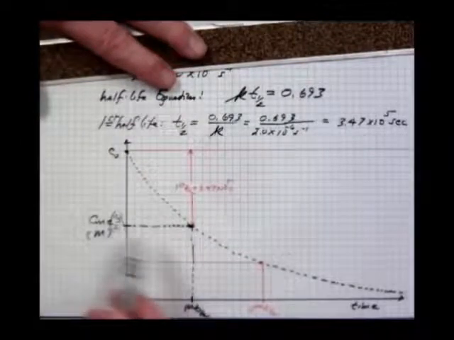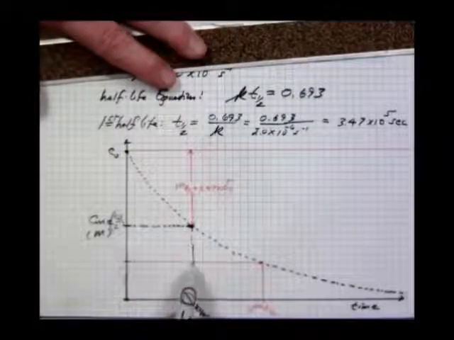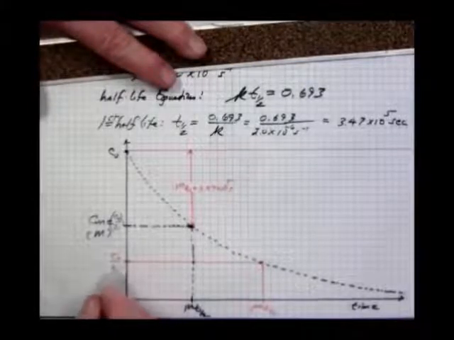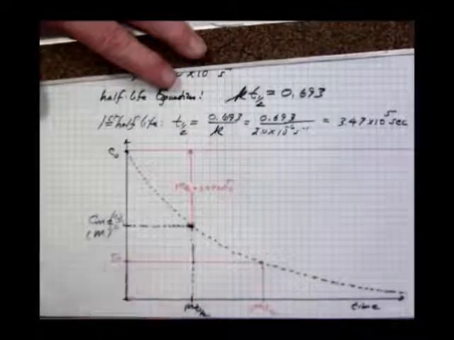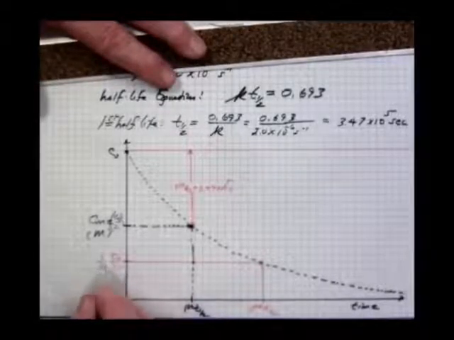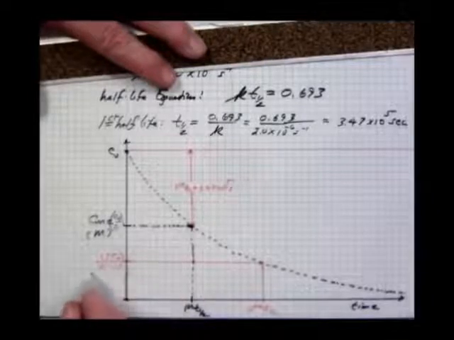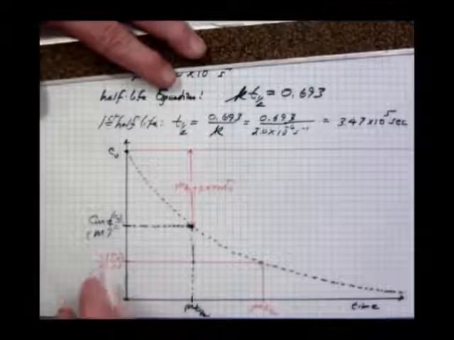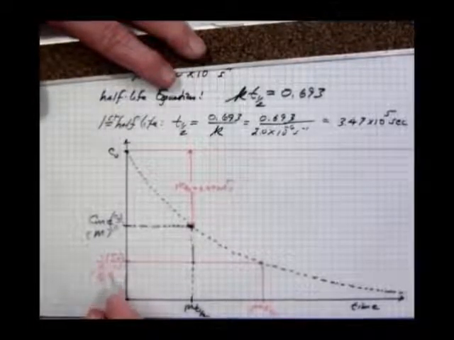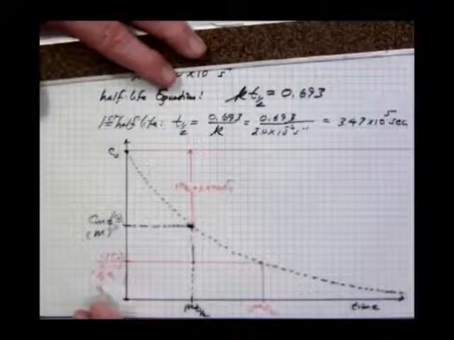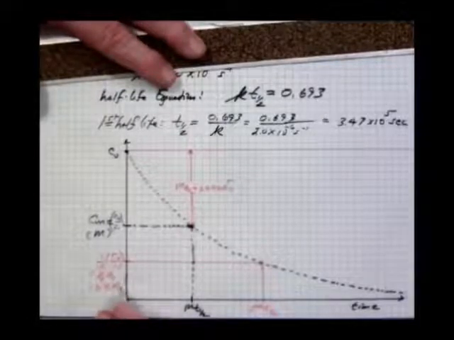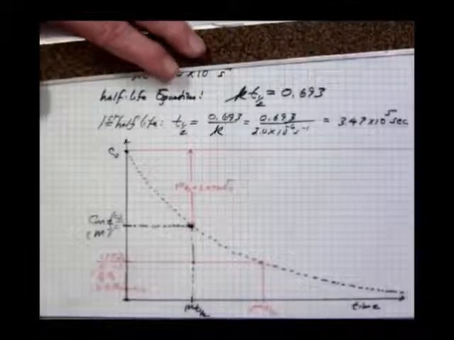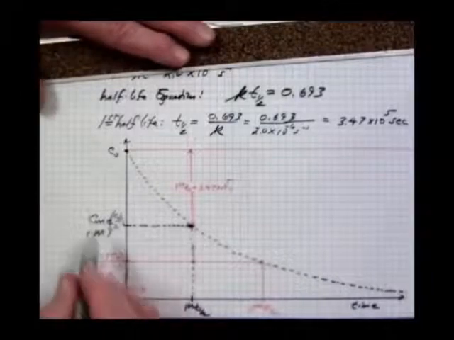Now, one of the things you need to understand is the time to get from C sub O over 2 down to the second half-life, which would be half of this C sub O over 2, which turns out to be 1/4 of C sub O, or 25% remaining at that particular point.